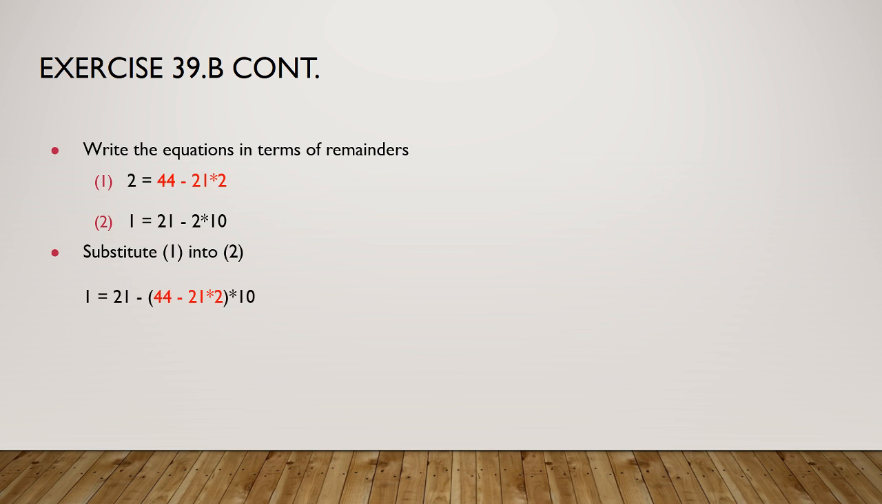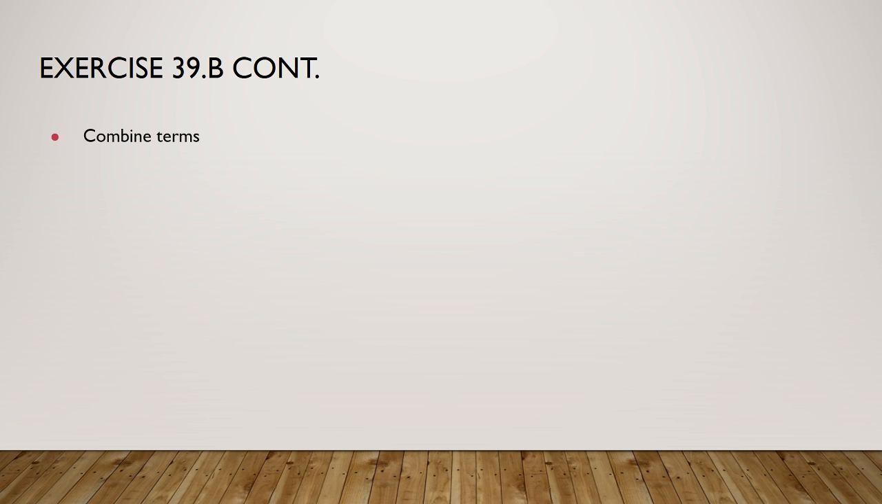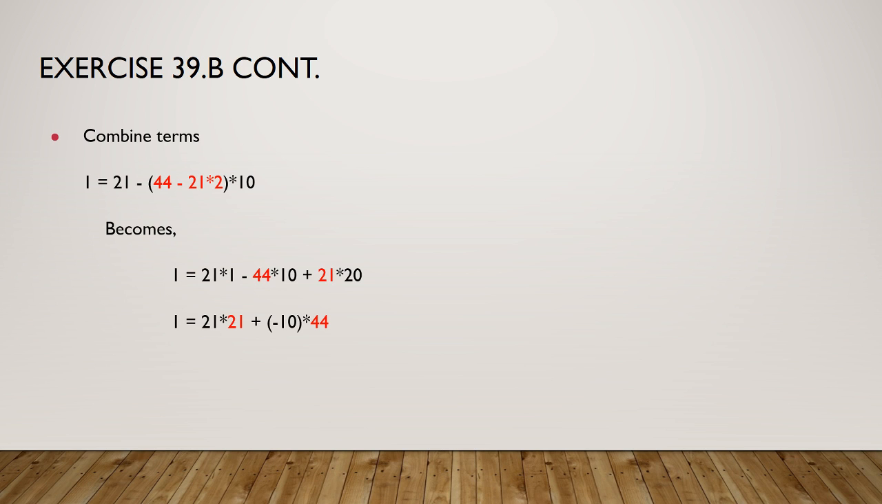We substitute 2 into the second equation. Continuing, we combine the terms, and this ends up being 1 equals 21 times 21 plus negative 10 times 44. And that is your final s and t values that you could possibly get.